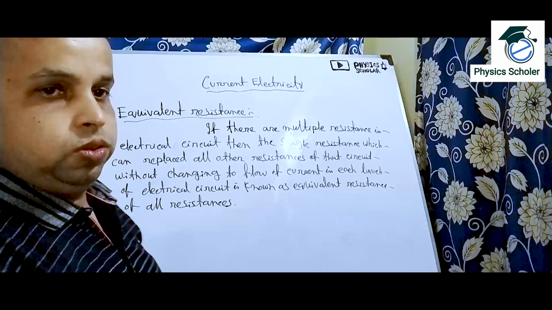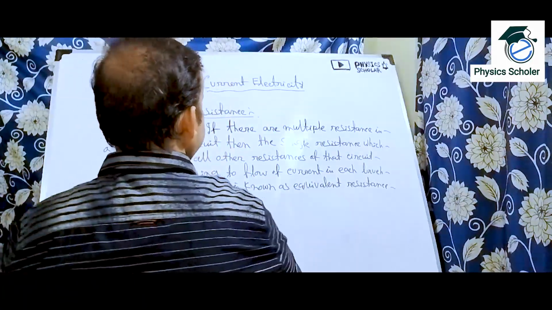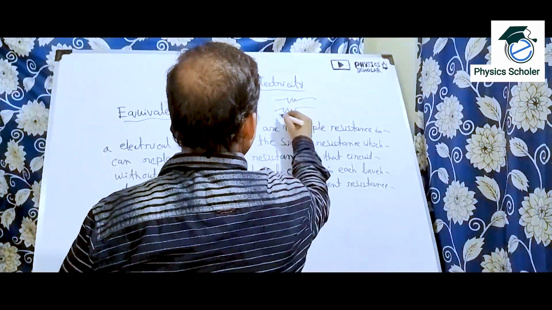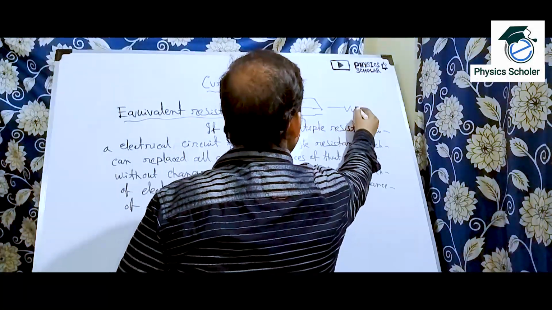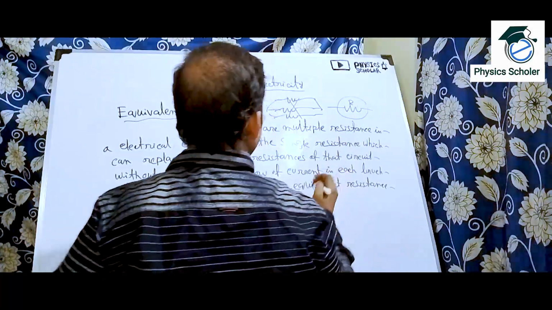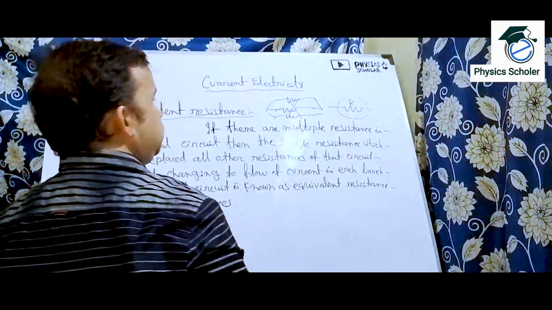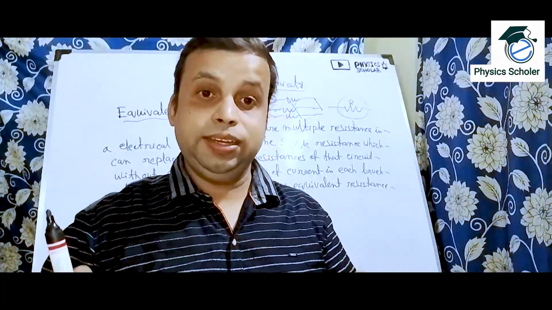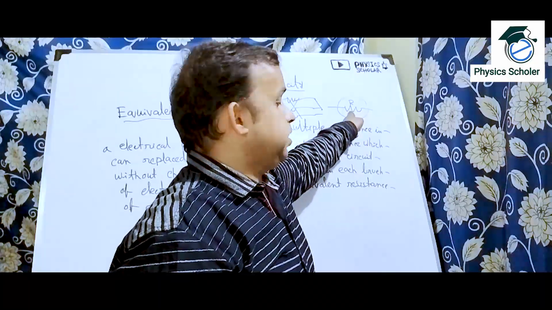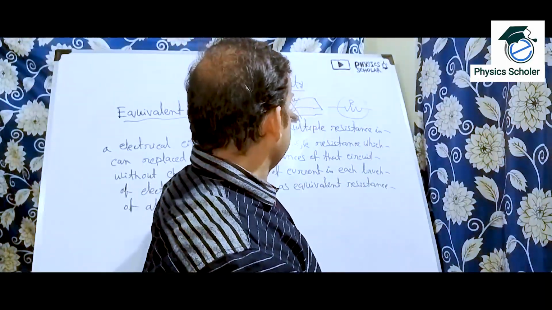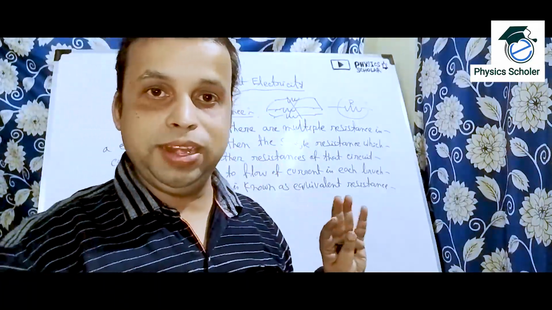So we have understood what equivalent resistance is. Suppose multiple resistances are there in a particular circuit. We want to replace all of them by a single resistance. Instead of these 3, or any number, we are replacing them by R, so that the flow of current in each branch of the circuit will not change. This value of resistance is known as the equivalent resistance of all the other resistances of that particular circuit. I hope you understood equivalent resistance.